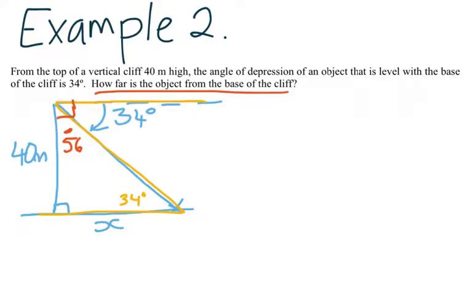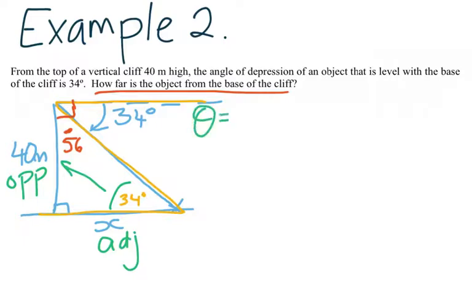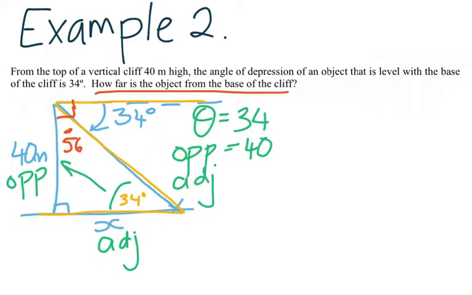I'm going to use the yellow angle, so the 34 degrees, and you'll see that again we're just going to be looking at tan, because if we're using this angle here and we're going across, we've got an opposite side and then we've got the adjacent. Now again, we're writing down what we know. So angle is 34, opposite is 40, and the adjacent we don't know.